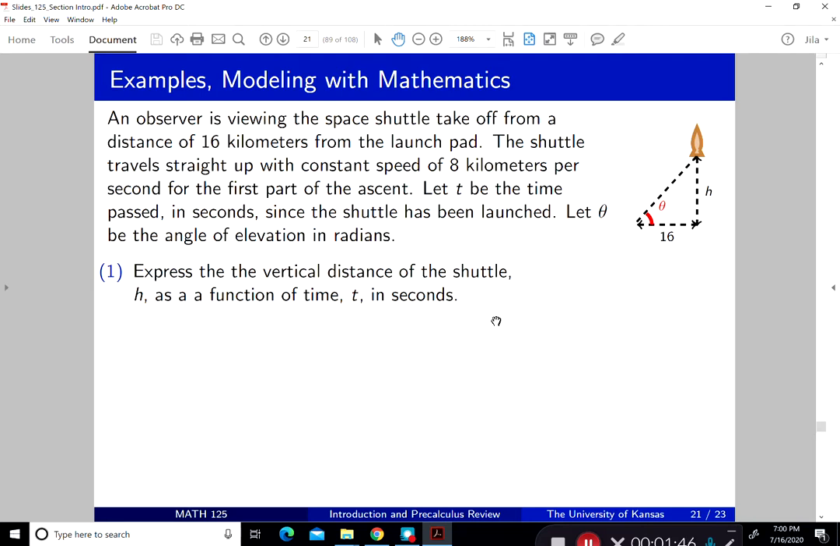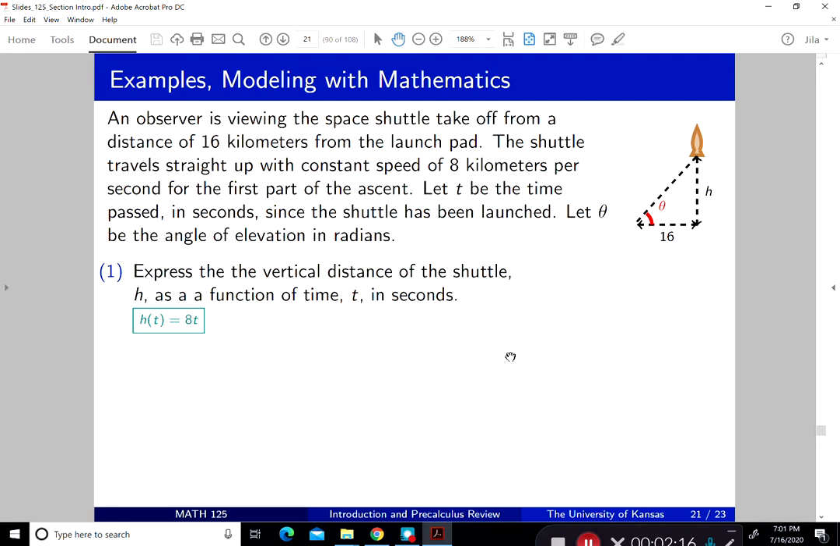So the first part of the question is: express the vertical distance of the shuttle h as a function of time t in seconds. The constant speed is 8 kilometers per second, and that means the height is going to be the constant speed times time passed, because it starts at height equal to 0 and goes up.